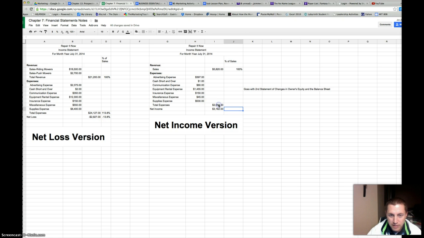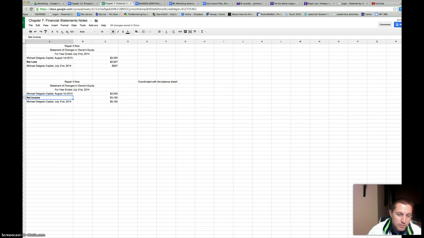You would have just taken this amount, your total expenses, divided by your total sales, and you would have taken your total net income divided by your total sales. All right, and they would have given you percentages out there. The key here is that I've now used this number, this 3162, the net income, to create another statement of changes in owner's equity right below here to show both versions, what a net loss would look like and also what a net income would look like.